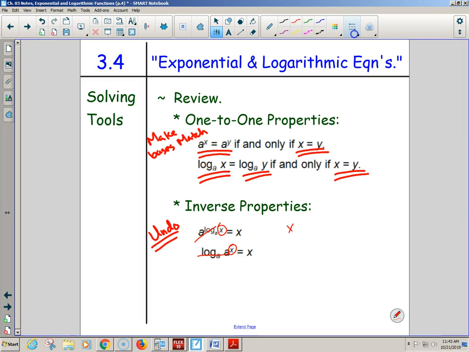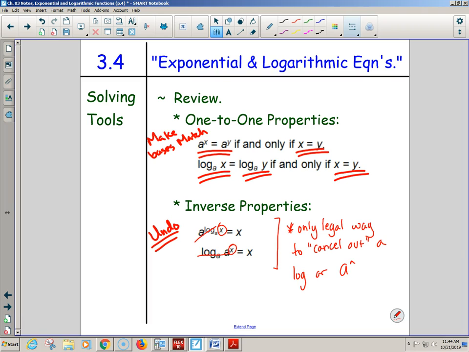So this is the only legal way to, I'm going to put it in quotes because it's technically not proper terminology, cancel out a log or a to the power. The only legal way to cancel out a log. So not by dividing, but by undoing. And the only way to undo is the inverse.